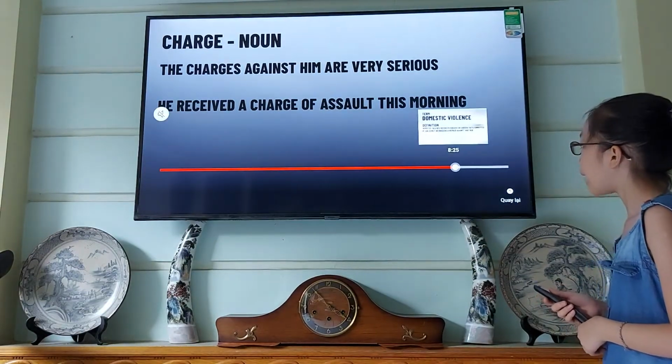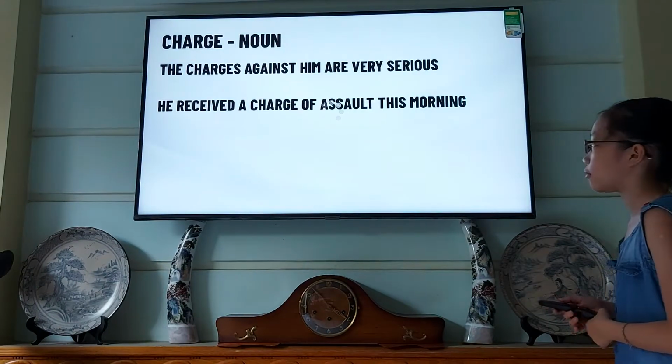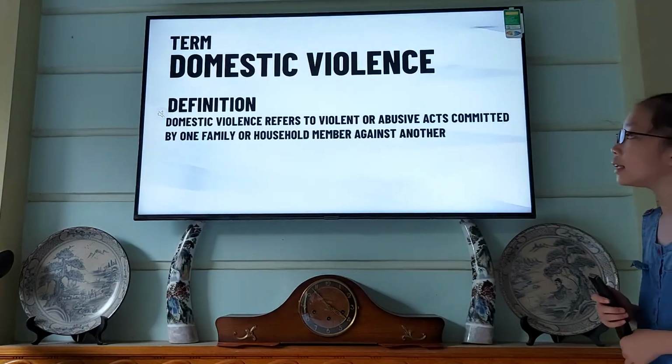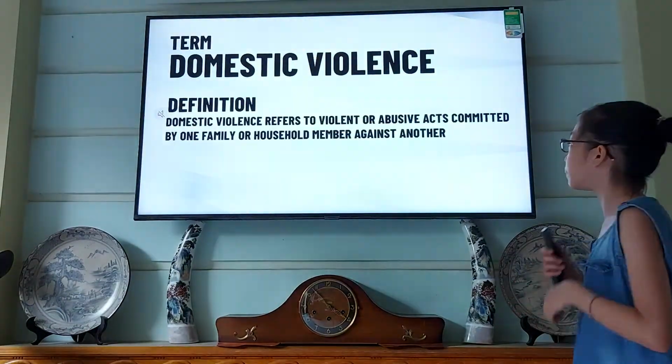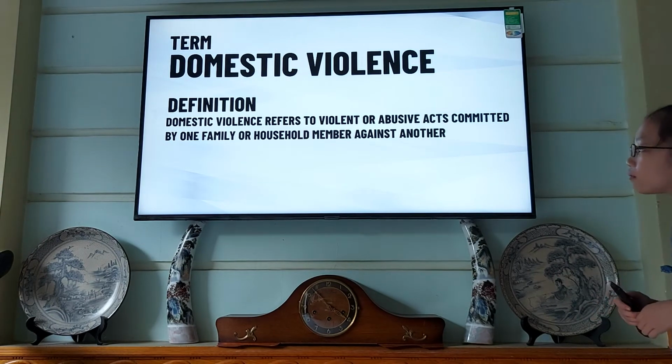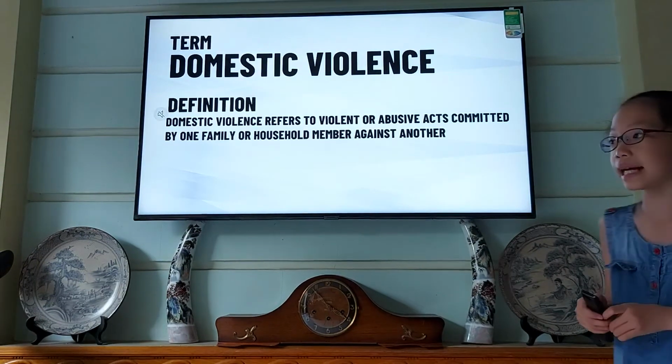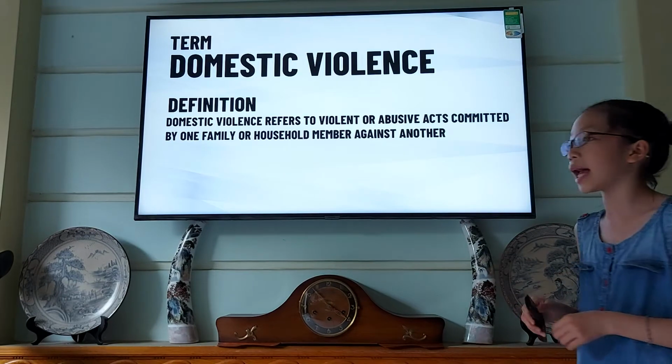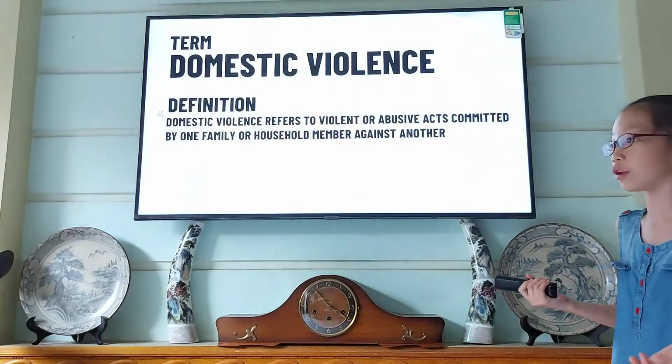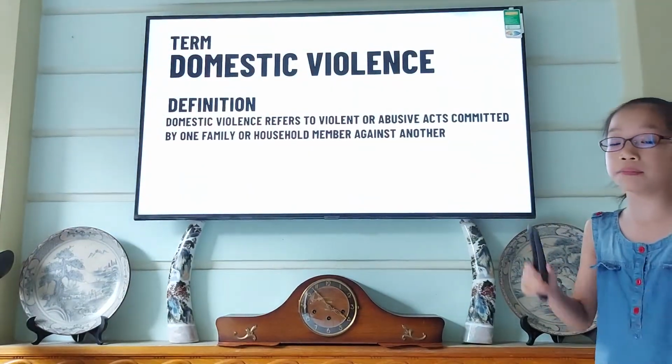So here we have domestic violence. Domestic violence refers to a violent or abusive act committed by one family or household member against another. So it simply means that in the family they do not like each other, so they commit abusive acts, which is really bad.